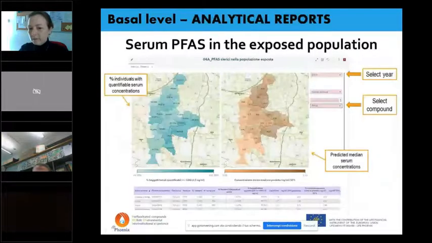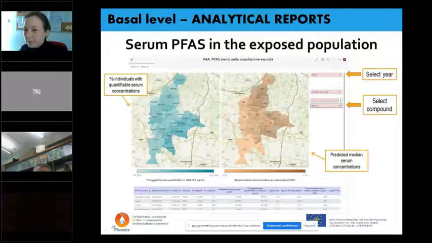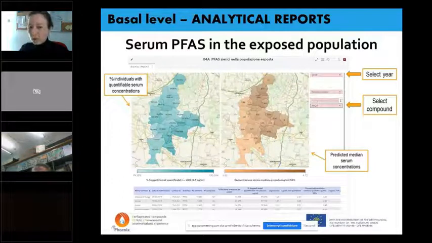You can see here this report depicts the serum PFAS concentrations in the exposed population of the polluted area of Veneto Region. On the left side image, you can see a map of municipalities in which it is indicated the percentage of tested individuals with quantifiable serum concentrations of a specific PFAS congener. In this case, I have selected PFOS.